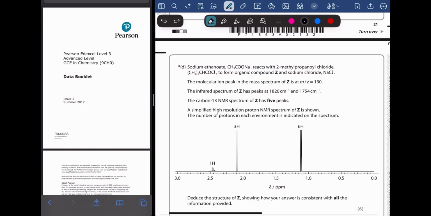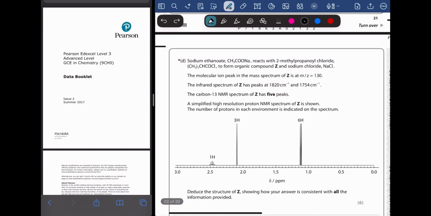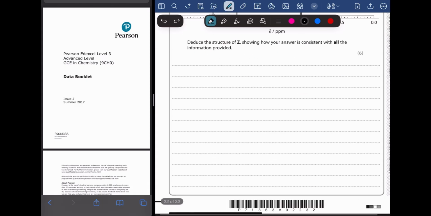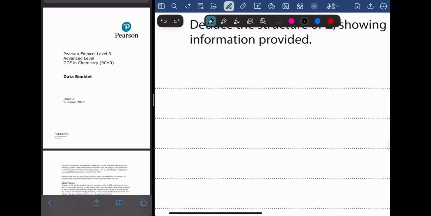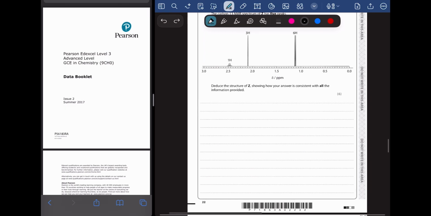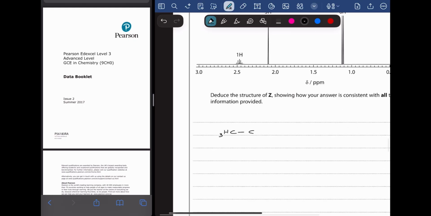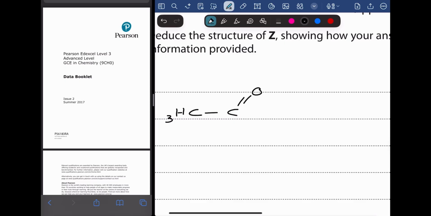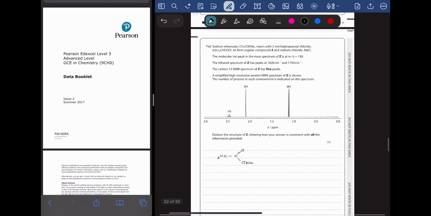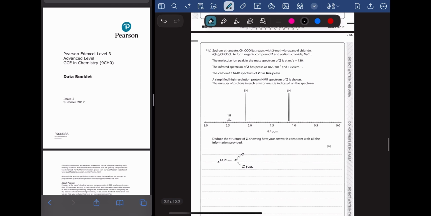We're going to draw out each of these reactants and then form them together. So let's start with the sodium ethanoate. Sodium ethanoate would just be CH3, and then C with a double bond O, and O Na, like so. And then in terms of the other reactant, that is 2-methyl propanoyl chloride.